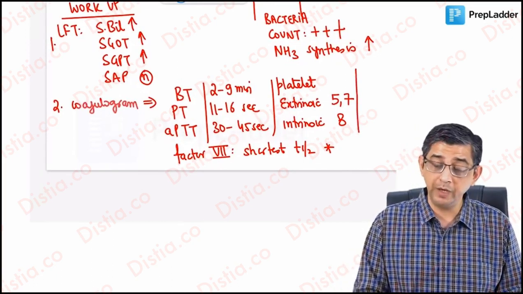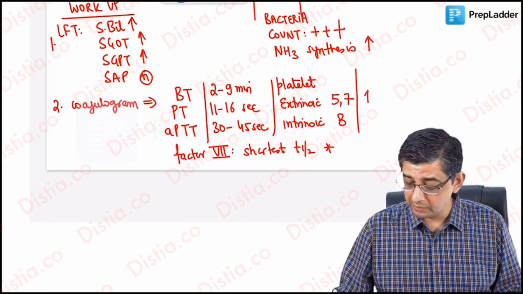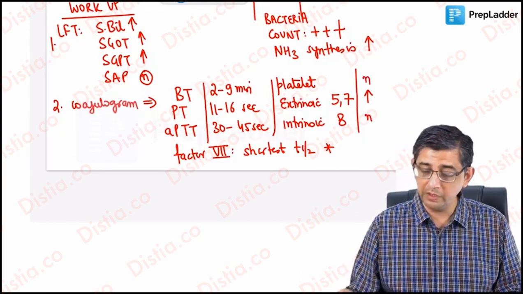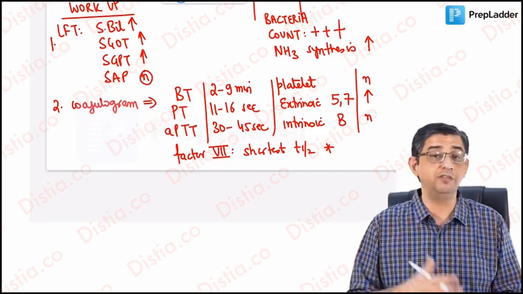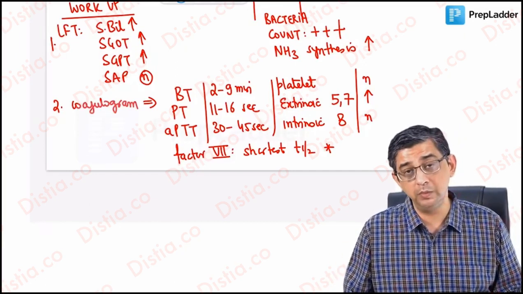In fact, the report might look like that of a DIC patient. In DIC, all parameters are deranged. I'm saying in the initial part of liver disease, it may be only prothrombin time, but after all, all other clotting factor synthesis will be reduced. So APTT will also be deranged.